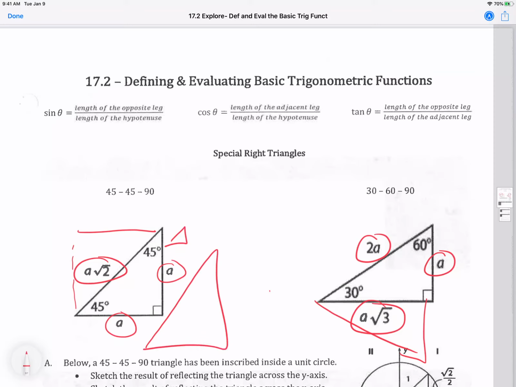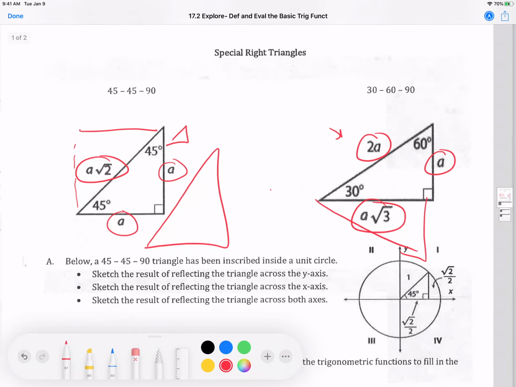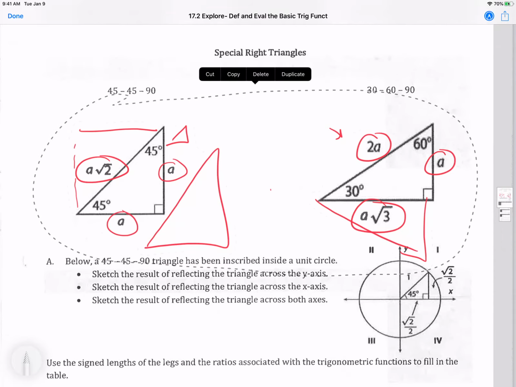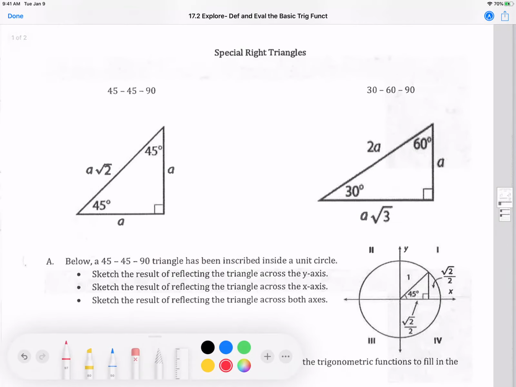The first thing we're going to be taking a look at is the 45, 45, 90, because it's going to be easier to deal with. So I'm going to erase this part. Now, the unit circle that they have provided for you here, I would like you to take a look at this one. And notice that the values are going to be a little bit different from what we're used to.